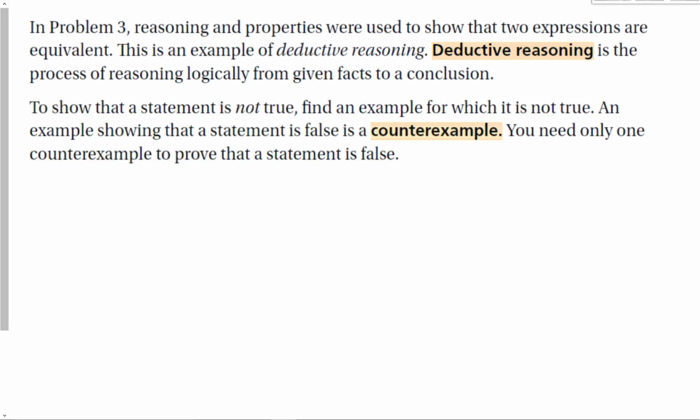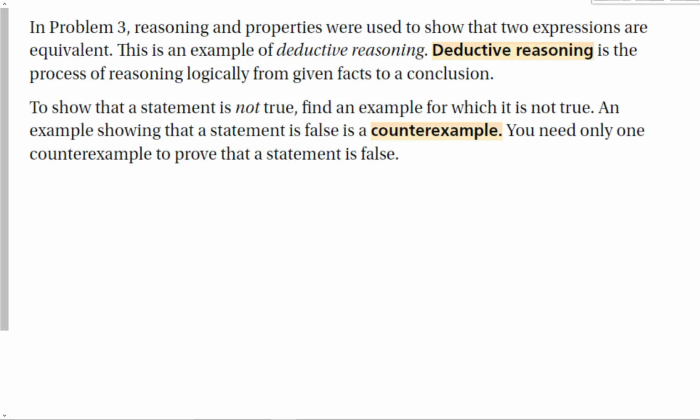Next, when we looked at that last problem, reasoning and properties were used to show that two expressions are equivalent. This is something called deductive reasoning. Deductive reasoning is the process of reasoning logically from the given facts to a conclusion. So you're deducing a conclusion. You're using the facts, you're getting an answer, you're getting a conclusion.